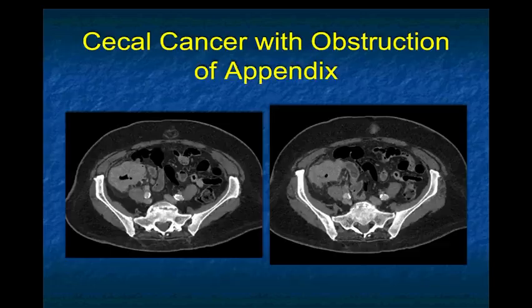What do you think this is? Well, it was a cecal cancer with obstruction of the appendix. Every once in a while, when you're looking for appendicitis, this will be the presentation. So it's something really good to think about.